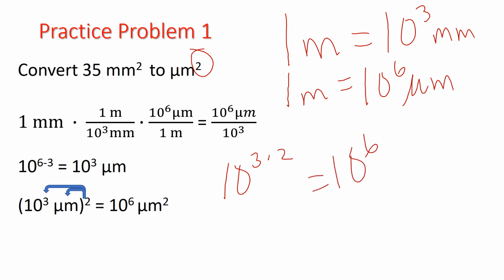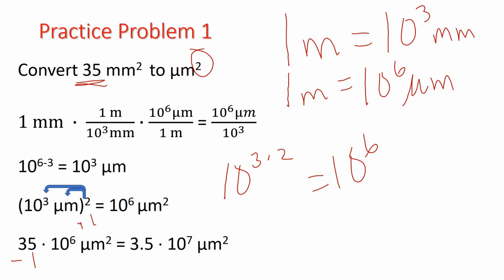Good. Are we done? Not quite. We're converting this 35. So I need to multiply 35 by 10 to the 6 micrometers squared. My final answer needs to be normalized. How do I normalize it? This number, I need to take away an order of magnitude and I add that order of magnitude back to the exponent. So this number becomes 3.5 times 10 to the 7 micrometers squared. Excellent. Let's go on to the next one.